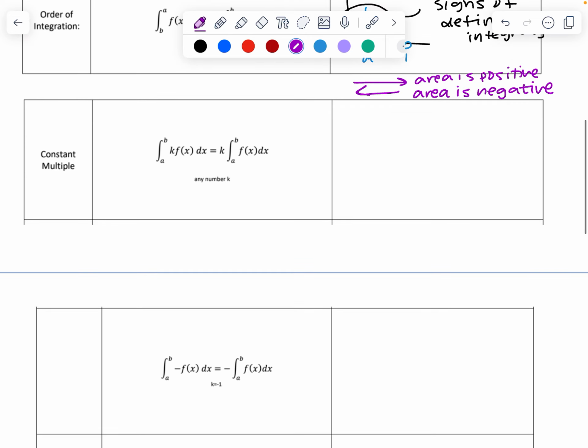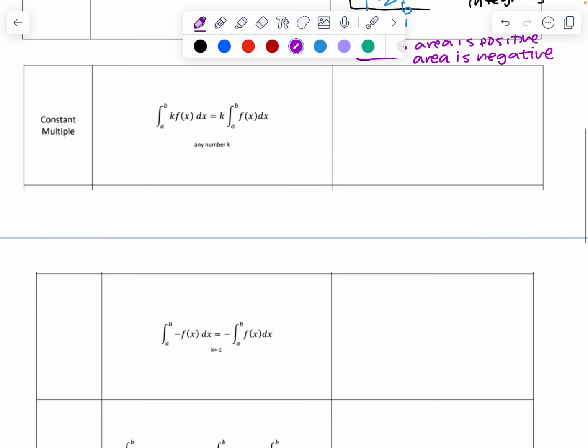Okay, here's the next one. This is called the constant multiple rule. These next two kind of go together, but essentially it says if you have an integral and you have a constant under the integral, you can always pull the constant out. So if you see, this was just pulled out, and then you can take the area under the curve and multiply by that constant. I will show you an example.